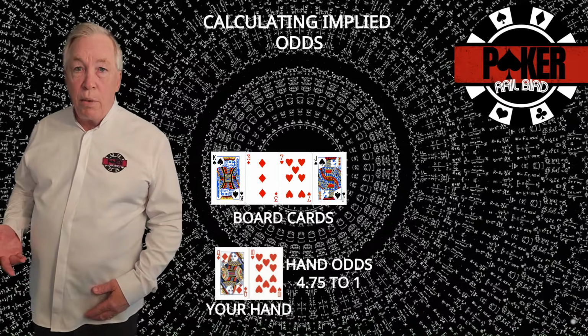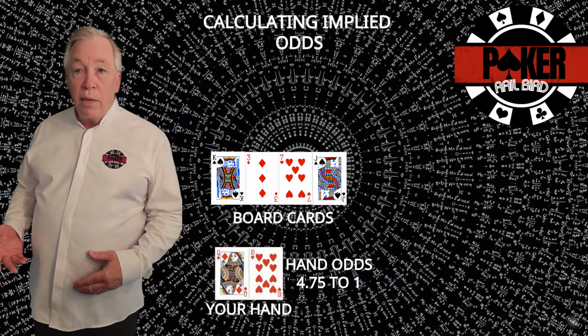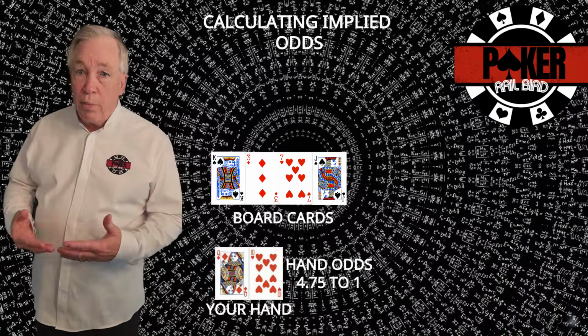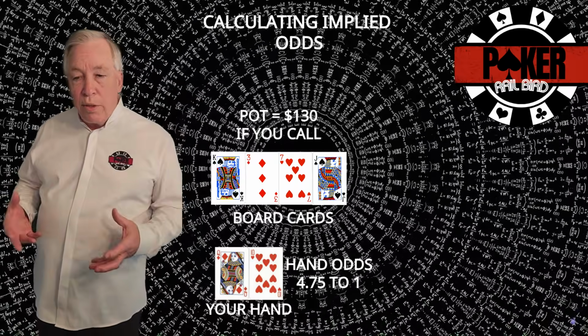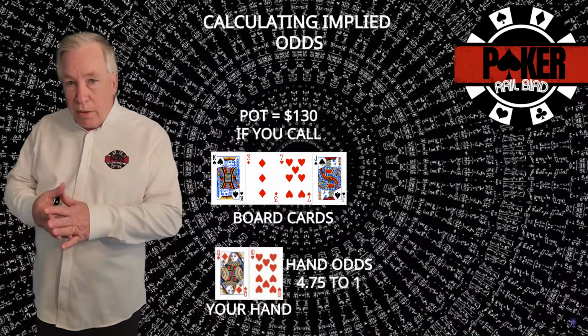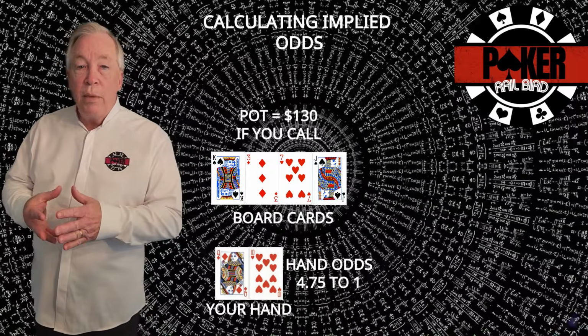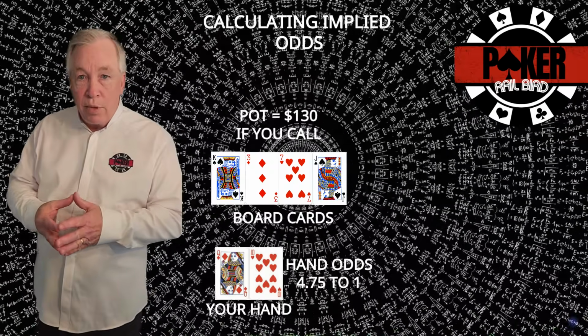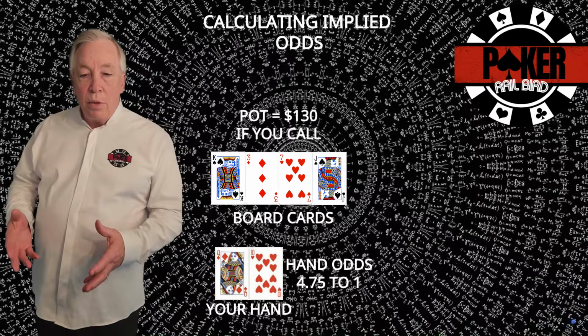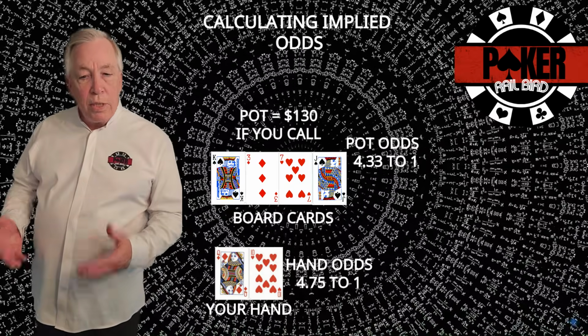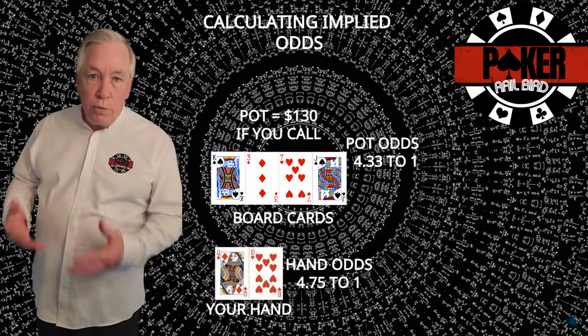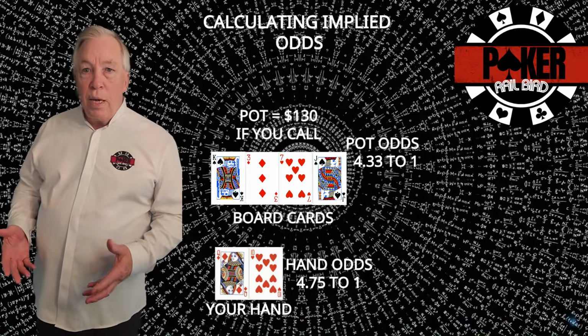Now, let's say your opponent bets $30 into a $70 pot. The total pot after your potential call will be $130: $70, the amount of the pot, plus $30 the opponent bet, plus $30 you must call to remain in the hand. So your pot odds are $130 divided by $30 for 4.33 to 1 pot odds.